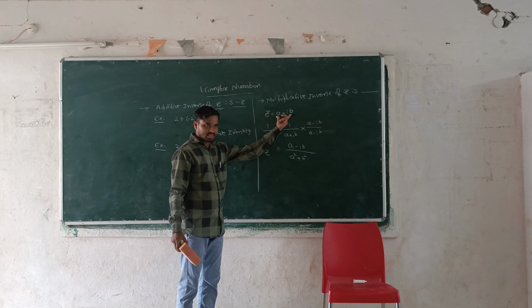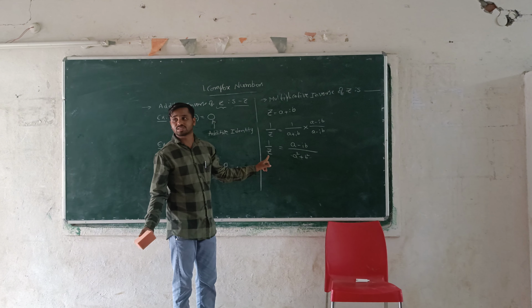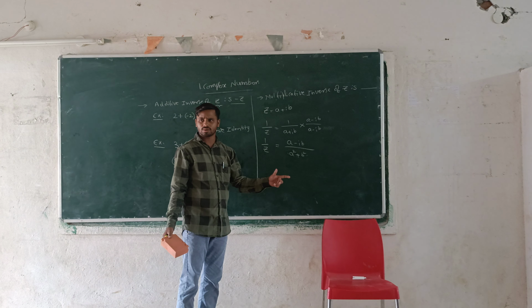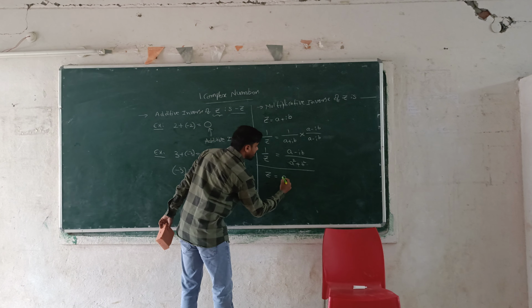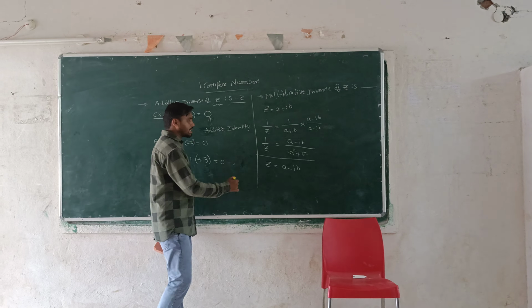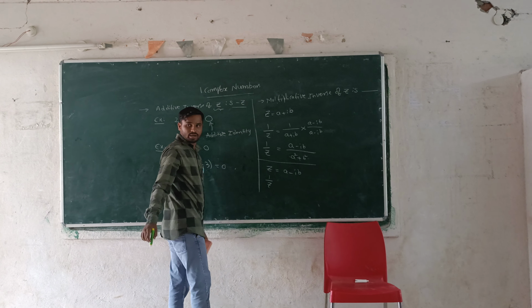So the multiplicative inverse of this z is 1 by z. 1 by z is equal to how much? a minus ib by a square plus b square. Yes or no? Yes, sir. Now can you tell me, suppose z is equal to a minus ib. What is the multiplicative inverse of this one? 1 by z. Yes or no? Yes, sir. 1 by z.